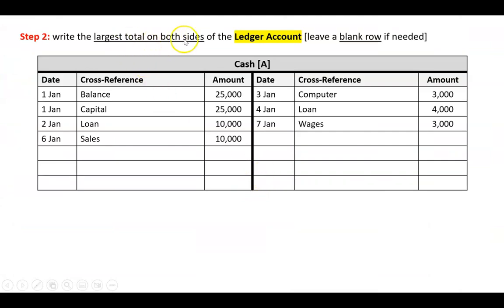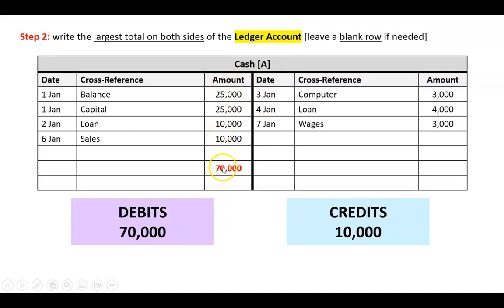Write the largest total on both sides of the ledger. You might need to leave a blank row, it just depends. But what I'm going to do here is say, well, the biggest total was 70,000 on the debits. I'm going to write that here. Okay, I left a blank row. Sometimes you do, sometimes you don't. It just depends on how much room you have. I'm going to write that there.